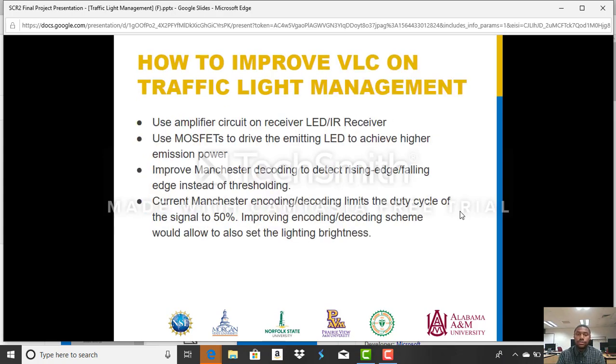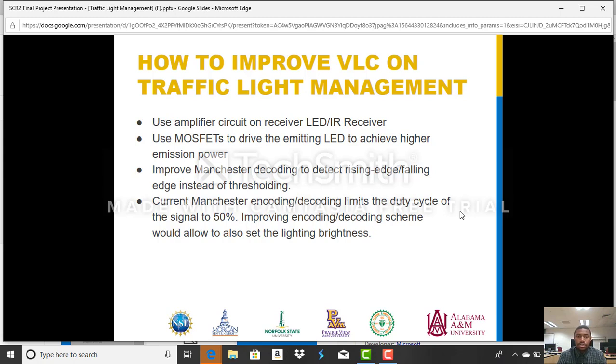Now, how to improve on the VLC for traffic light management. Using an amplifier circuit, we researched and discovered that it could actually help boost the receiver LED as well as the IR receiver. Also, using MOSFETs to drive the emitting LED to achieve higher emission power. Furthermore, if we were to improve the Manchester decoding to detect rising edge and falling edge instead of thresholding, that would greatly improve our chances.